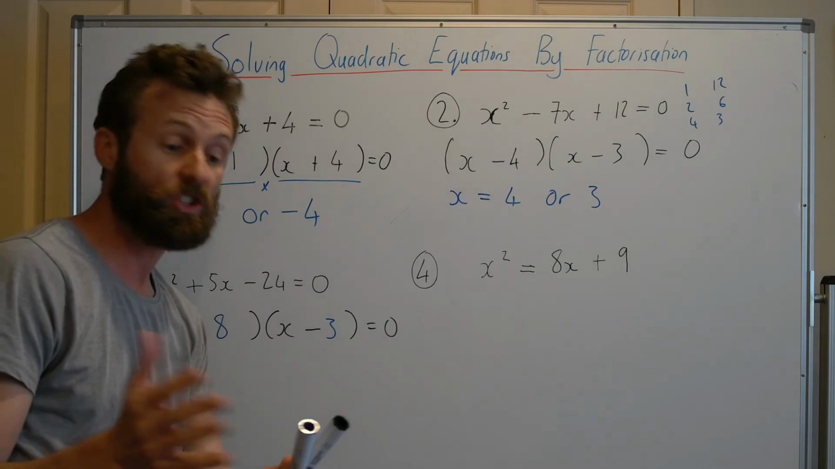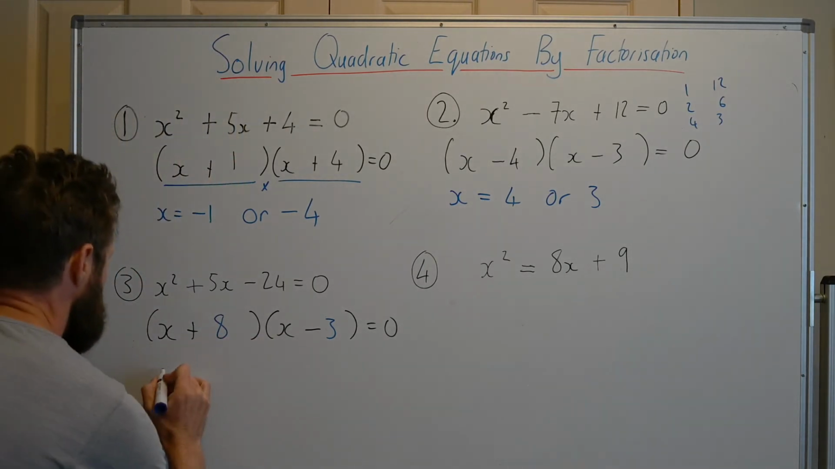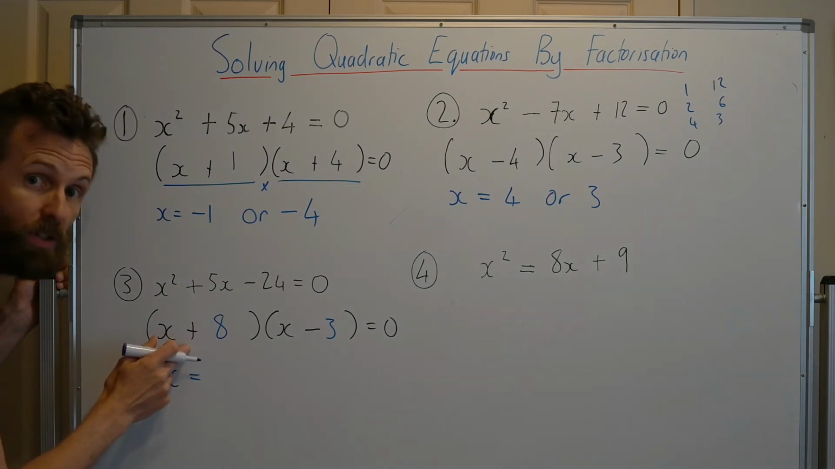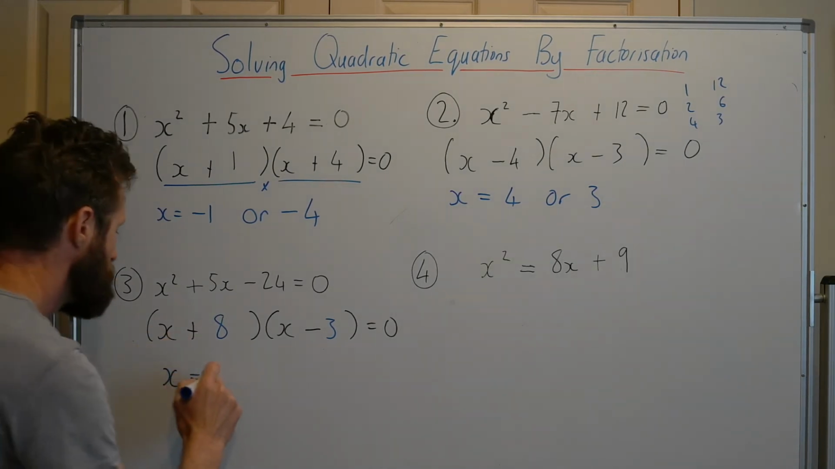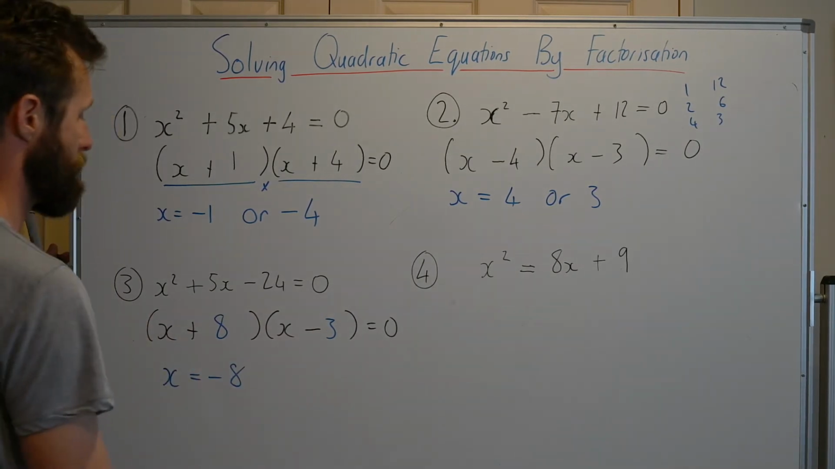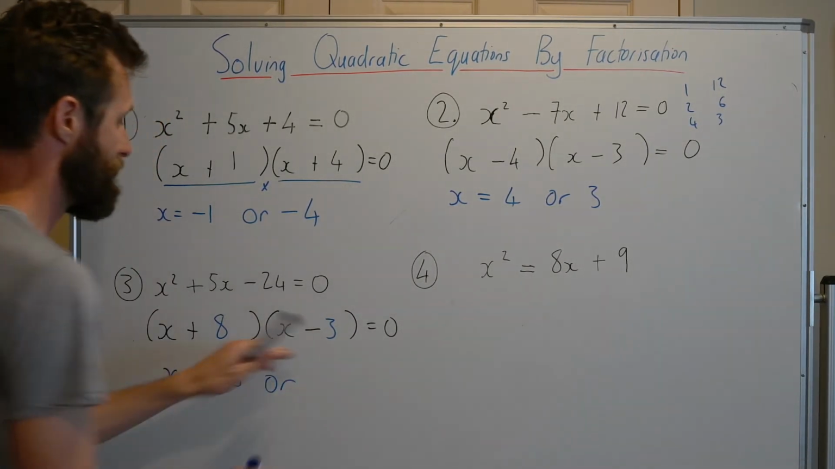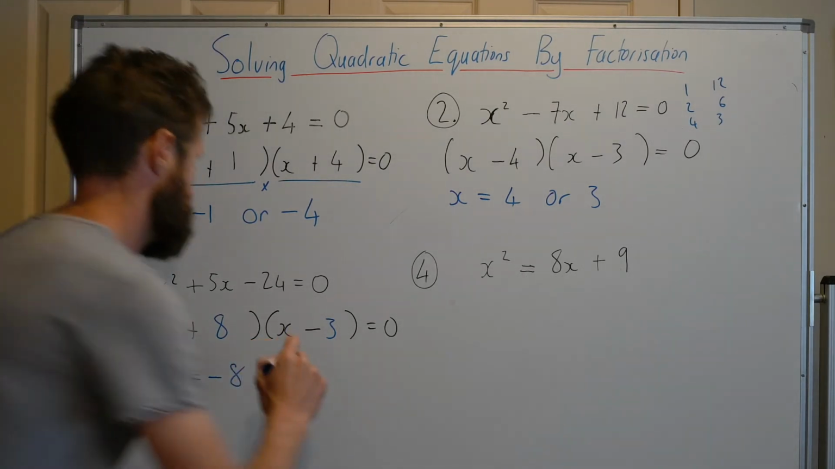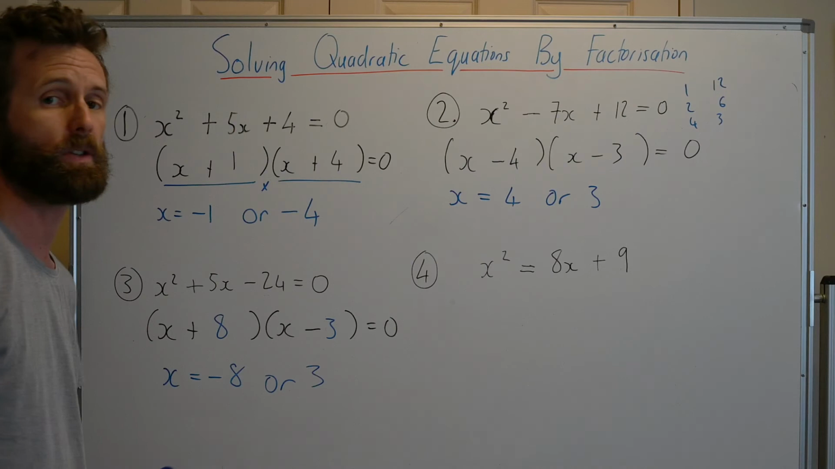Now, we're ready to solve the equation, so we've got two values for x. If we make this bracket add to 0, x could equal minus 8. Minus 8 plus 8 is 0. 0 times anything is 0. Or, what would it be in this case? If we want to make this bracket equal to 0, x would have to be 3. So those are our two values.